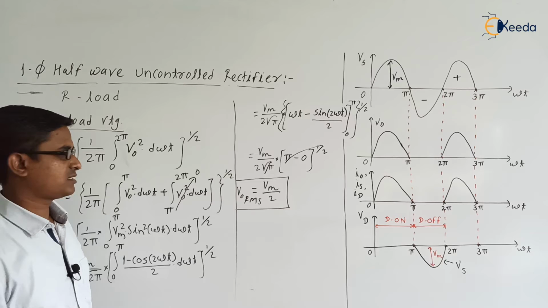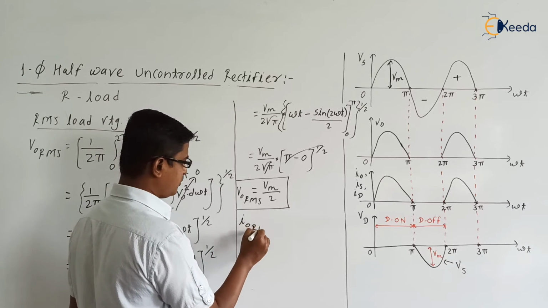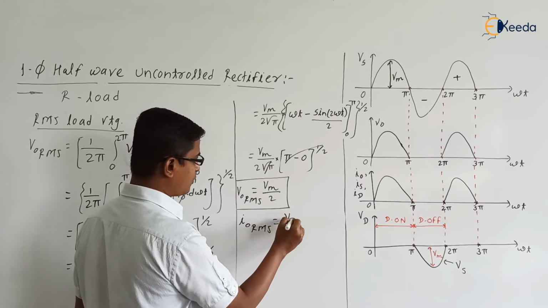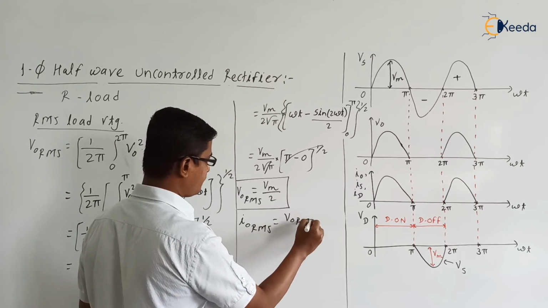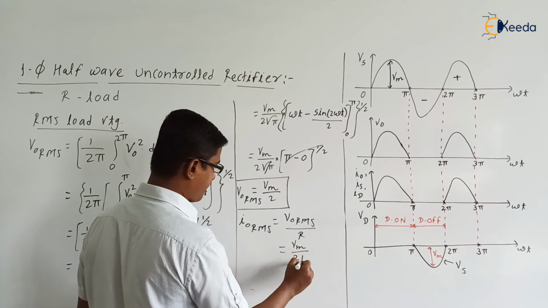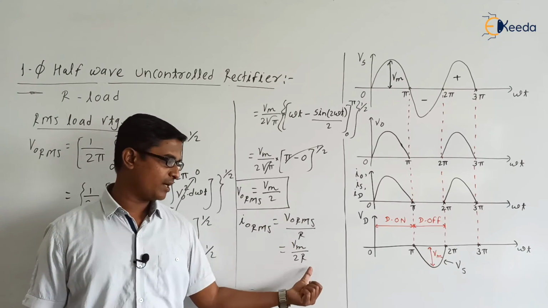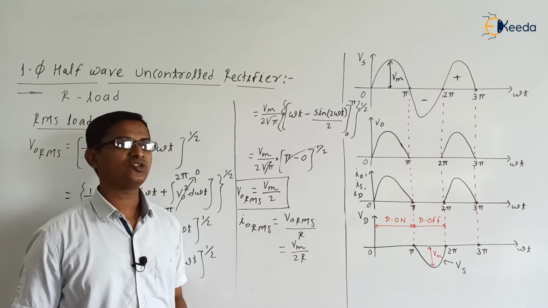Right? Next, I0 RMS. I0 RMS is equal to what? V0 RMS upon R. So it is equal to Vm by 2R. Vm by 2R. Are you getting the point? Okay. Vm by 2 and Vm by 2R. This is about the I0 RMS.